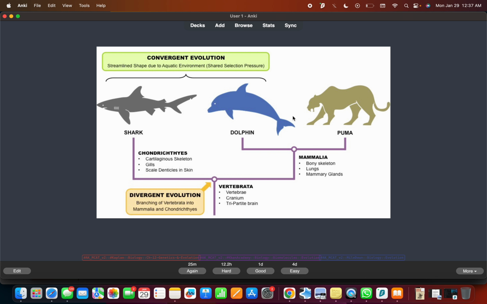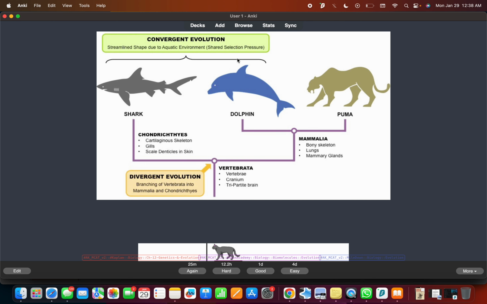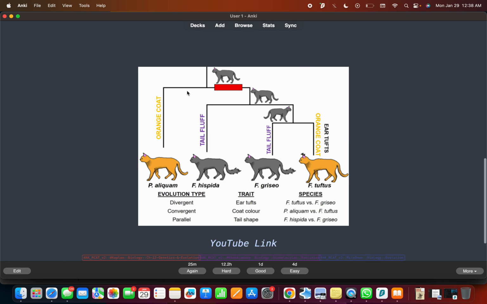Streamlined shape due to aquatic environment, shared selection pressure between shark and dolphin, but dolphin and puma are closer since they're bony, mammalian, bony skeleton, lungs and mammary glands, but sharks have a cartilaginous skeleton, gills, scales, denticles, and skin, vertebrata, cranium, tripartite brain. Divergent evolution here, but these two are convergent, closer together.